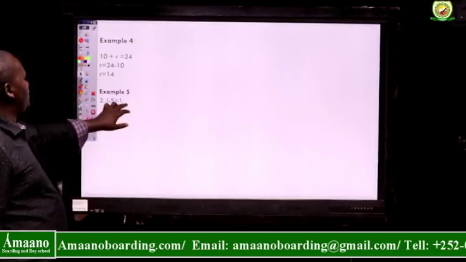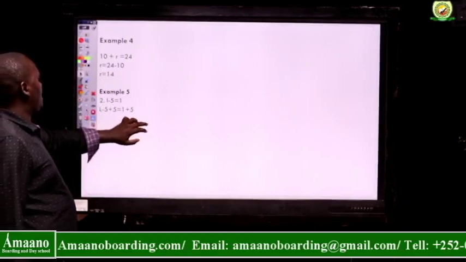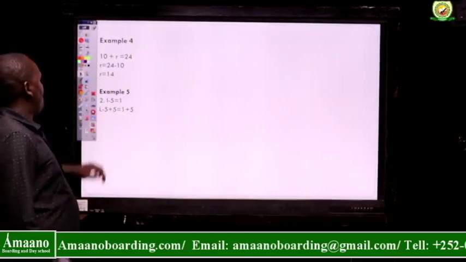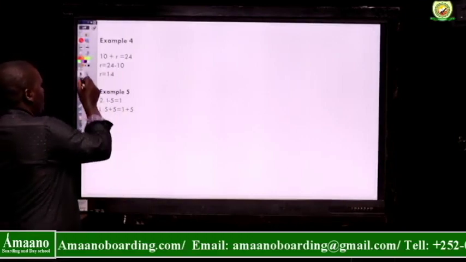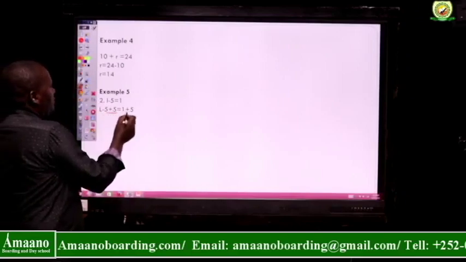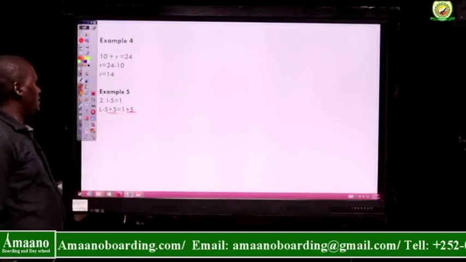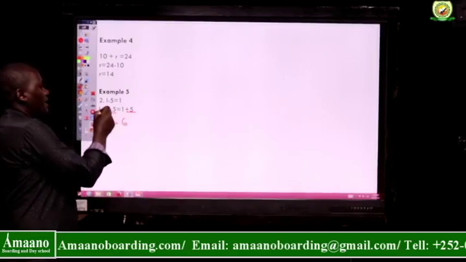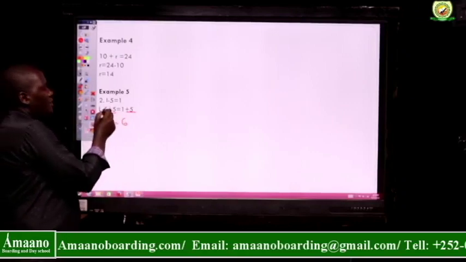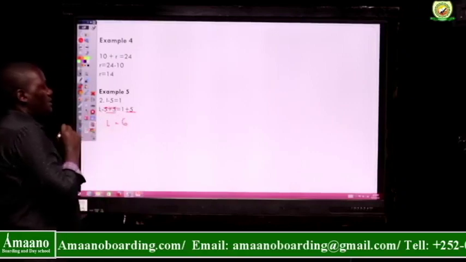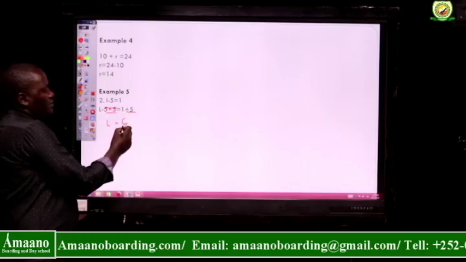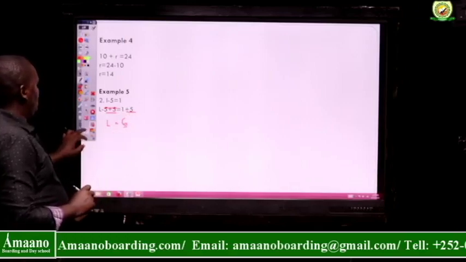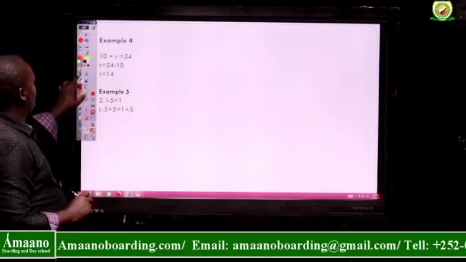Let's see the next example. L minus 5 equals 1. How do we find L? I plus 5 here, and I plus 5 on the other side. Then I remain with only L equals 6, because negative 5 plus 5 equals 0, so we cancel that one. Then I remain with 1 plus 5 is 6. Let's check the next one.